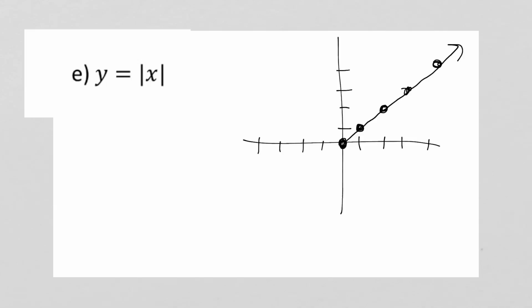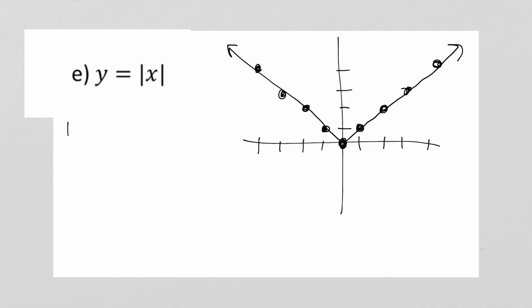The absolute value of negative 1 is positive 1. The absolute value of negative 2 is positive 2. The absolute value of negative 3 is positive 3. And the absolute value of negative 4 is positive 4. So I get this also seemingly linear but flipped side. So I get my V graph, which is sweet.